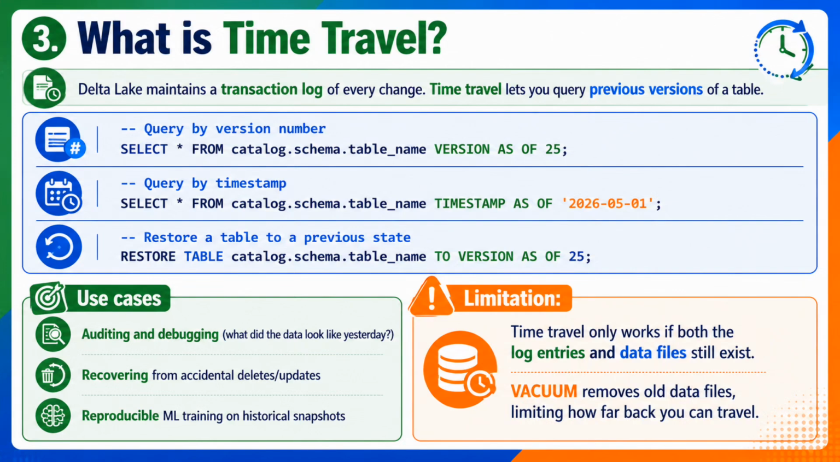However, there is an important limitation. Time travel only works when both the transaction log entries and the underlying data files still exist. This is where vacuum becomes important. Vacuum removes old data files, which means it can limit how far back you can travel in your Delta table. So remember, time travel gives you access to historical data, but only as long as the required transaction log entries and data files are still available.